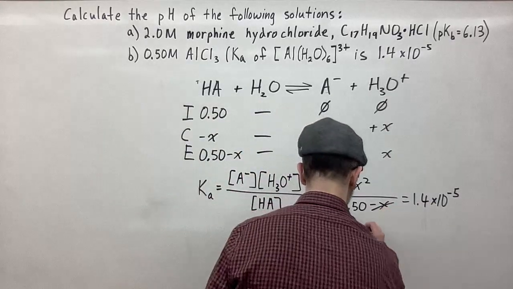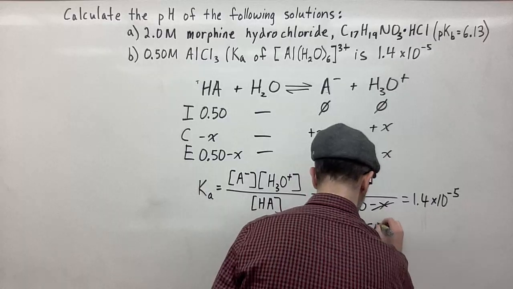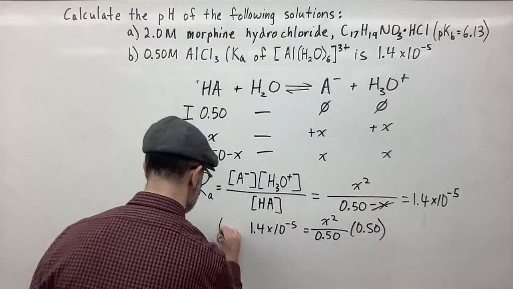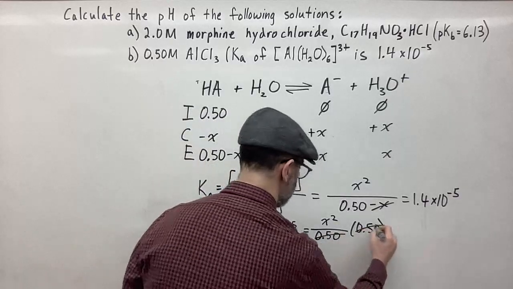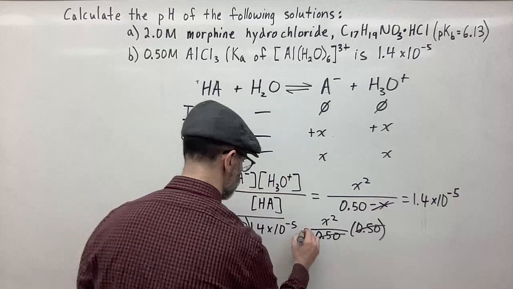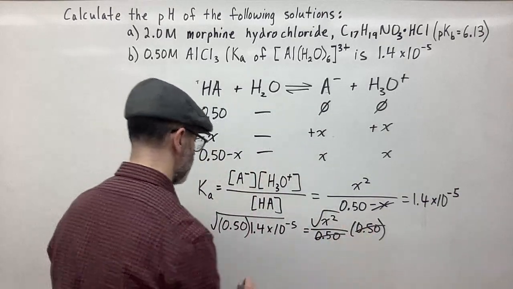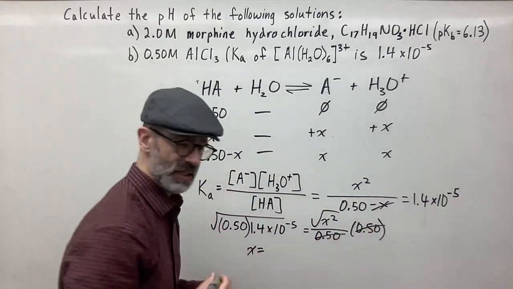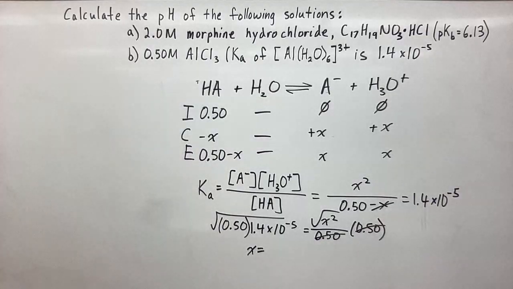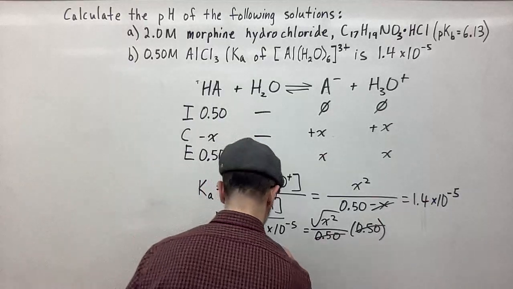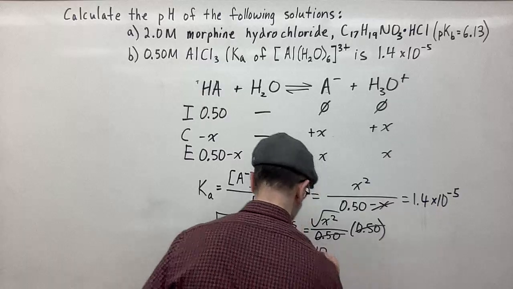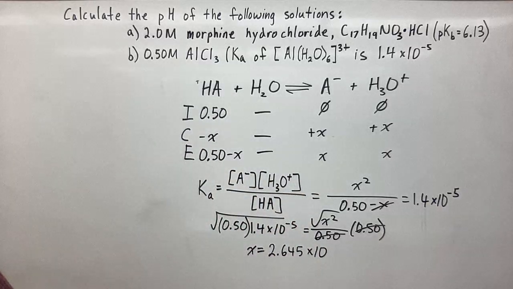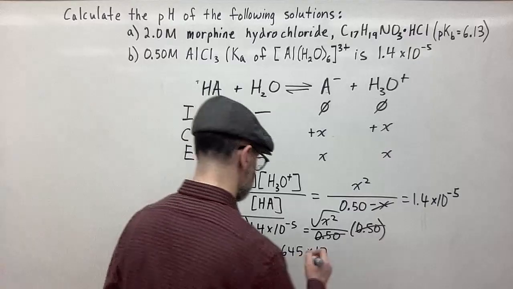And now all we have to do is multiply by 0.50 on both sides. That's going to cancel out, and then we just take the square root of both sides, and we get x is equal to 2.645 times 10 to the negative 3.